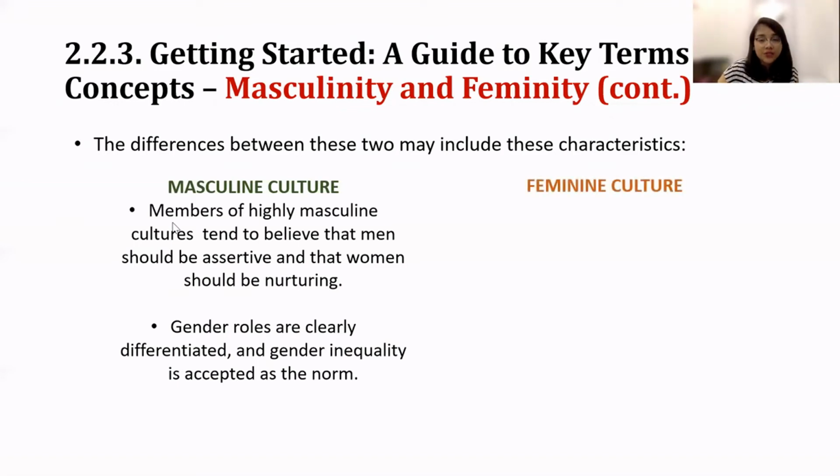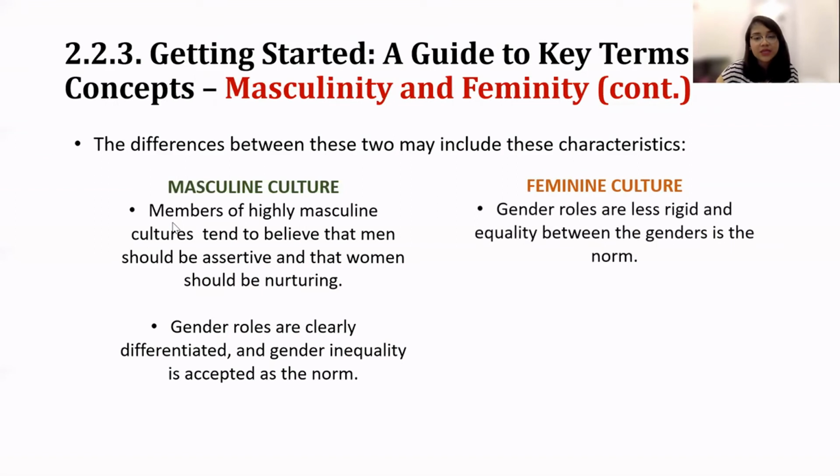Meanwhile, in feminine culture, gender roles are less rigid and equality between the genders is the norm. So equality between genders is what becomes the priority. So it is possible for men, for example, to be nurturing and for women to be assertive. So it's not always men that can be assertive, but women can be like that too, right? And the other way around. That's what happens in feminine culture.